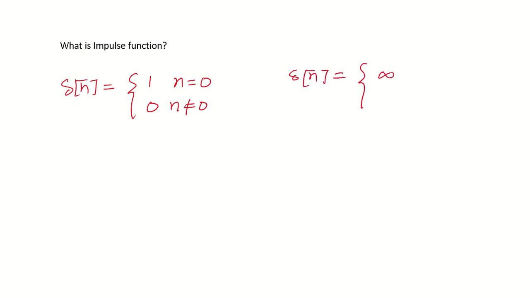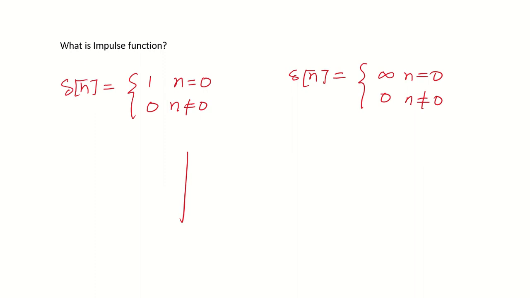So mathematically, an impulse signal, or rather I should say a unit impulse signal, is defined as del n. It is represented by the del function. So del n is defined as equal to 1 at n equal to 0 and equal to 0 elsewhere. And a generalized impulse function is defined as del n equal to infinite at n equal to 0 and 0 elsewhere.